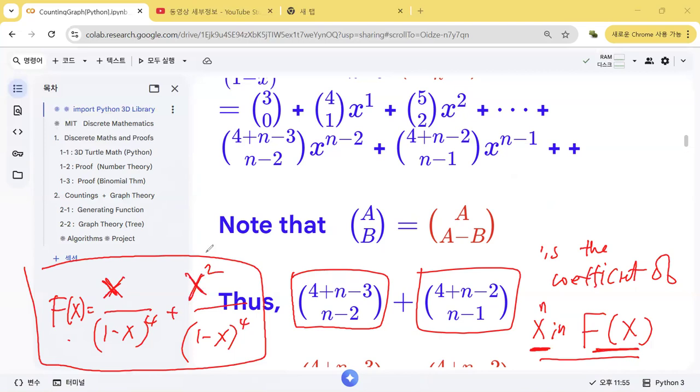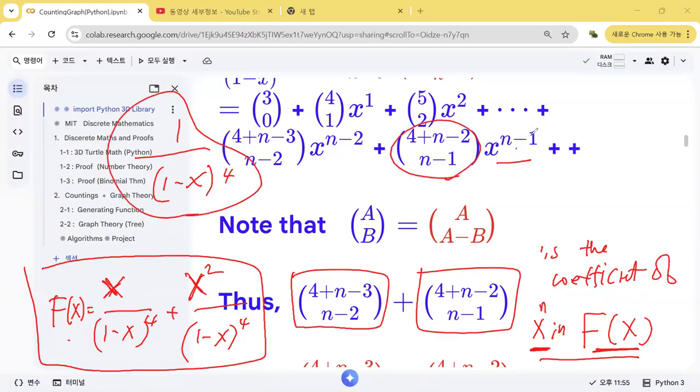So we need to find the coefficient of (1 - x)^4. And then we need to find the coefficient of x^(n-1) and of x^(n-2). So the sum of those two, okay, sum of those two. Then that is the answer.